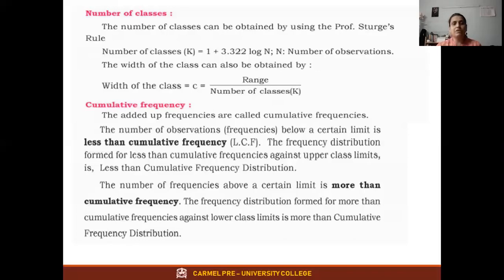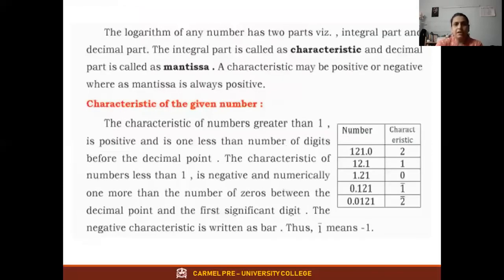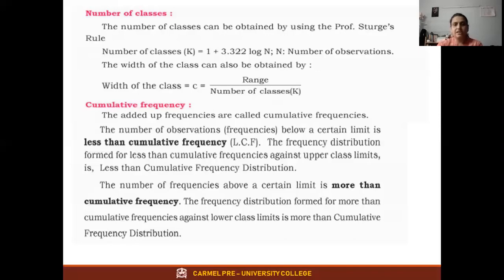Less than cumulative frequency distribution. The frequency distribution formed for less than frequencies against the upper class limits. I'll show you the example. So you have upper class limits and you have the less than cumulative frequencies.